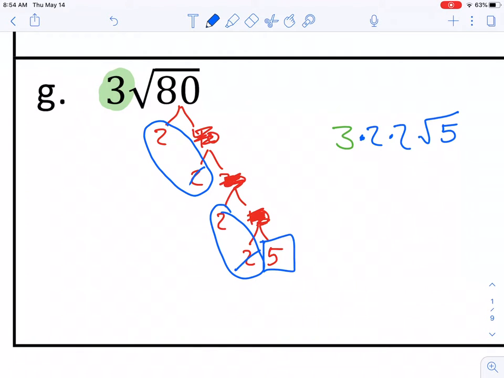So then all of this gets multiplied back up. We can do 3 times 2 and get 6. And then 6 times 2 and get 12. And our square root 5 didn't really have anything it was multiplying with, so that's it. 12 square root 5.